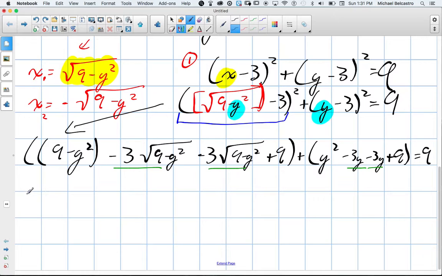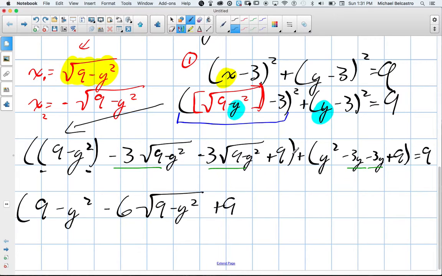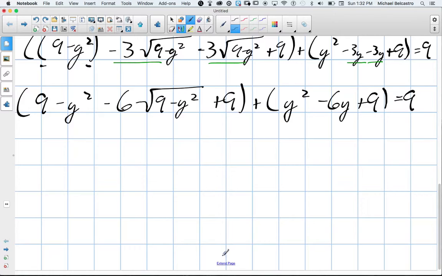We'll have the overarching bracket of this together. But this one we can drop these black ones here, I'll underline them. So we have 9 minus y squared. This becomes negative 6 times 9 minus y squared, and then plus 9. So we've simplified this bracket here, and we'll simplify this bracket: plus y squared minus 6y plus 9 is equal to 9. Now that we've FOILed all that, we're just distributing like a positive one, so we can drop all the brackets and start to sort our equation here.